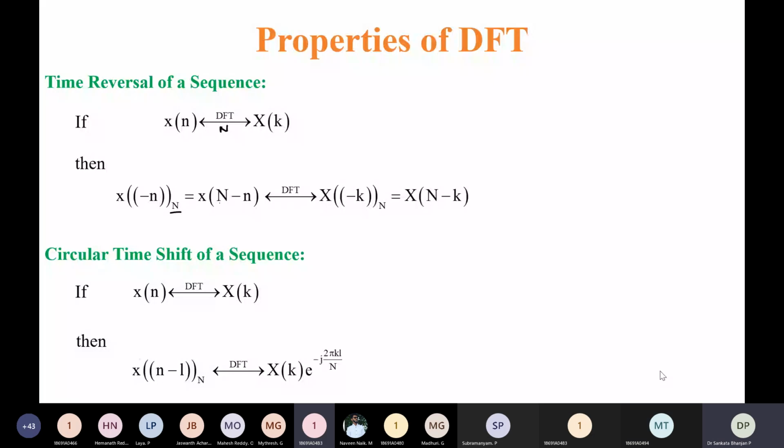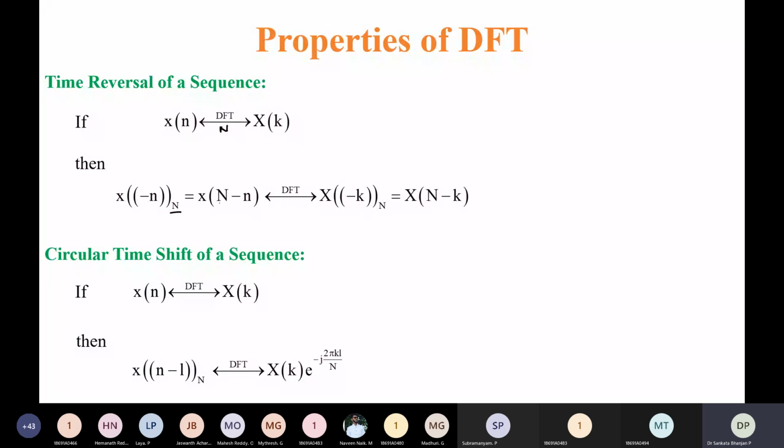Okay, so if x of n, N-point DFT is X of k, then x of minus n modulo N, this is the pronunciation. What is this value? x of capital N minus n, that we discussed in the previous class. How will we calculate this value? x of N minus n. When we find its DFT, that is called time reversal. We will reverse the time. What is the meaning of time reversal? n must be replaced by minus n.